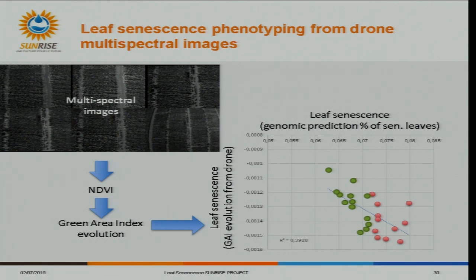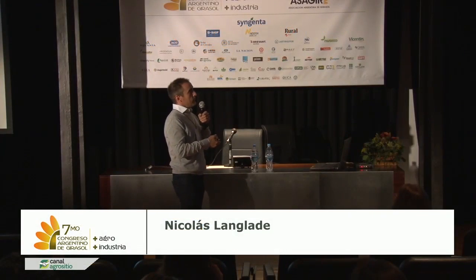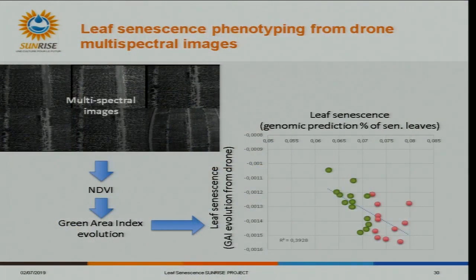But what we developed for the green area index and leaf senescence is from multispectral images. So here it's a set of 6 multispectral images capturing about the same plot area in the field at different wavelengths. And from this, you can extract the NDVI signal for the plot that separates the green versus the soil, basically. And so you can have a green area index for the plot.